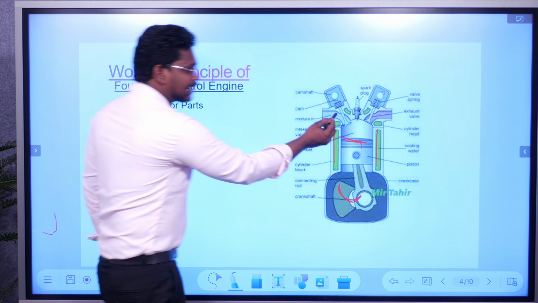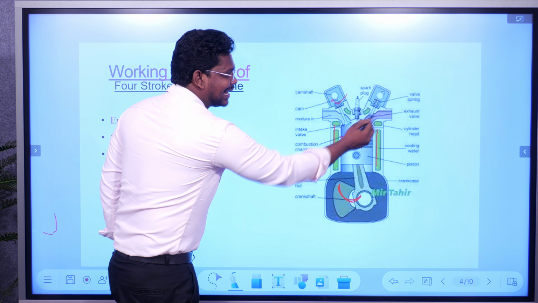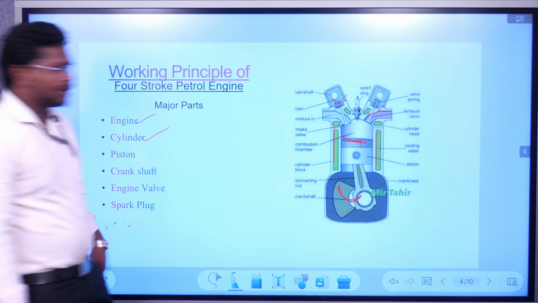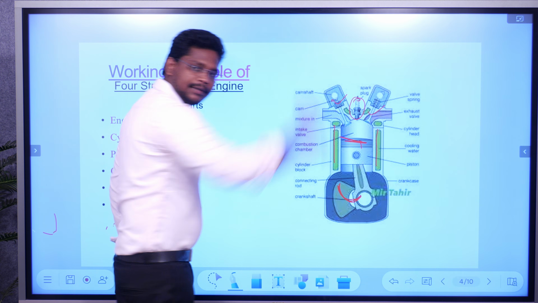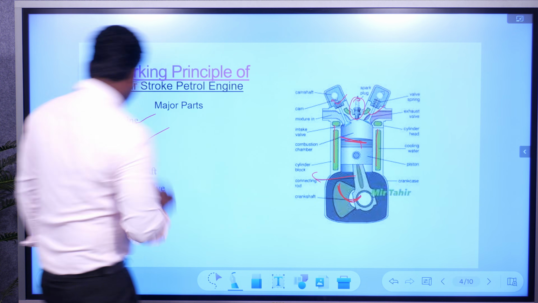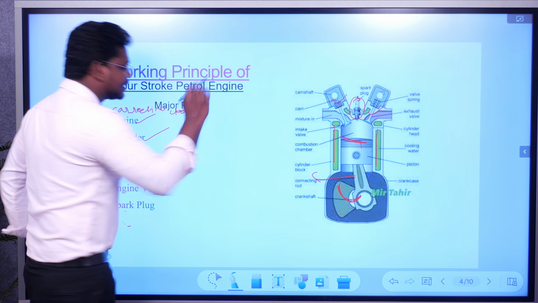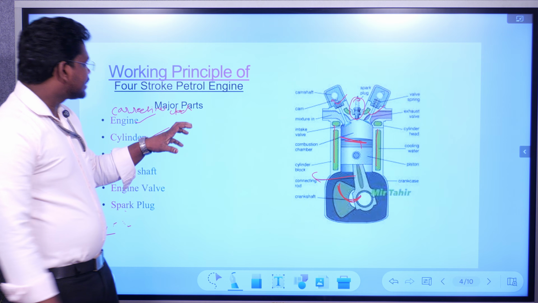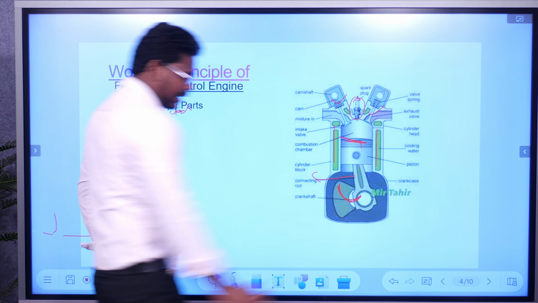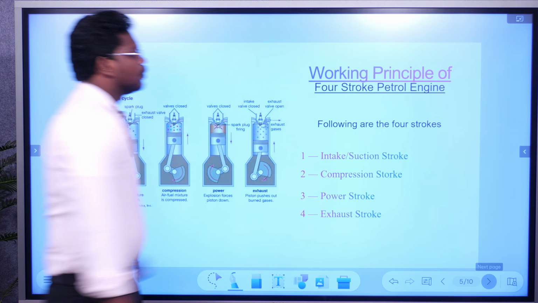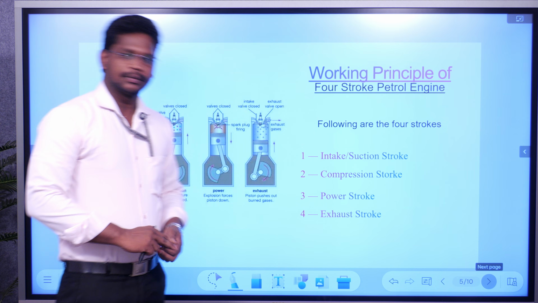Engine valves: the inlet valve and the exhaust valve. Last and final, the spark plug. This is the spark plug. Next, this is the connecting rod. These are the major parts of an engine. Next, the working principle of the 4-stroke petrol engine.